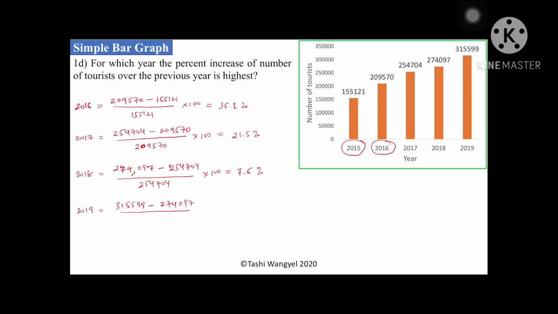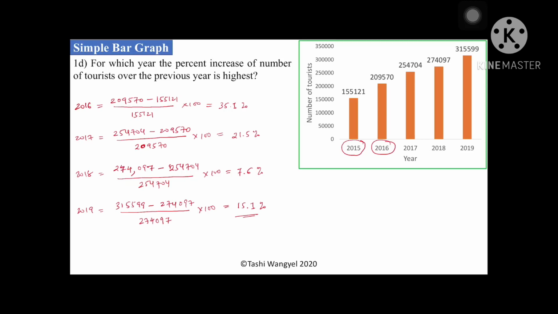2018 is 274,097, divided by 274,097 into 100 gives the percent increase of 15.1%. So, the percent increase is the increase number divided by the initial number, that is the previous year's number.